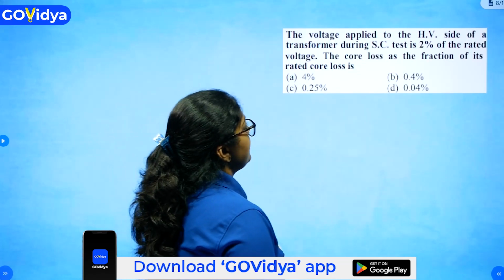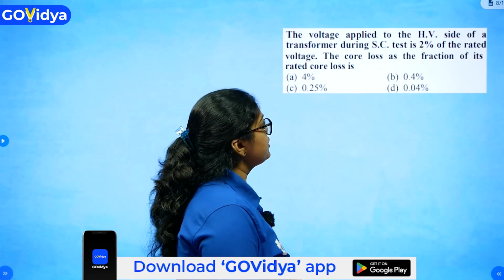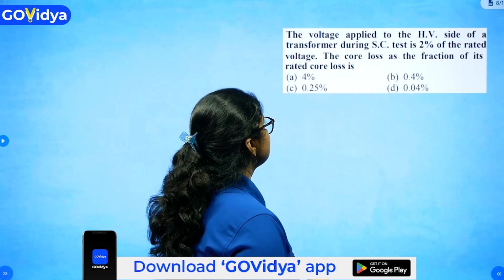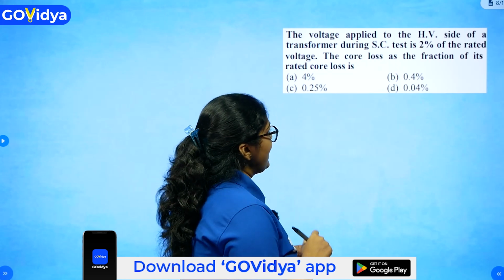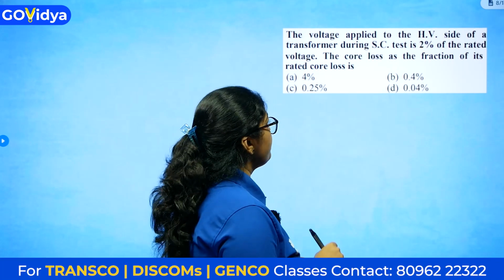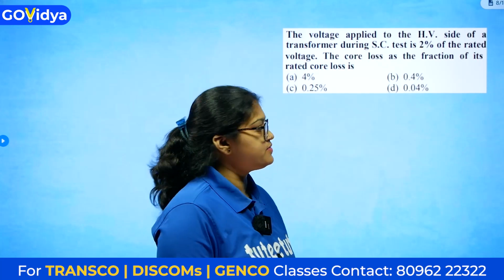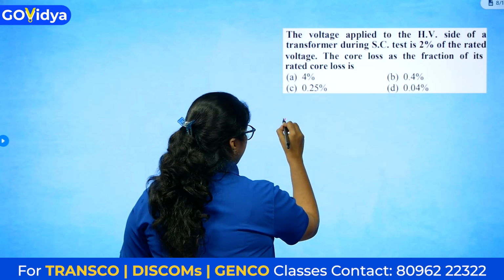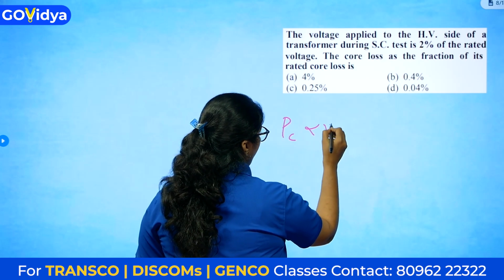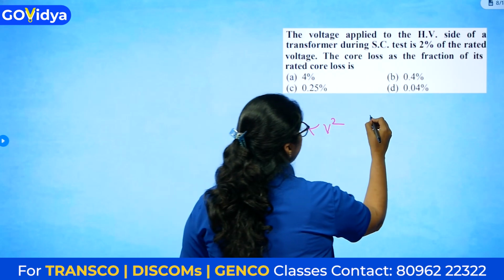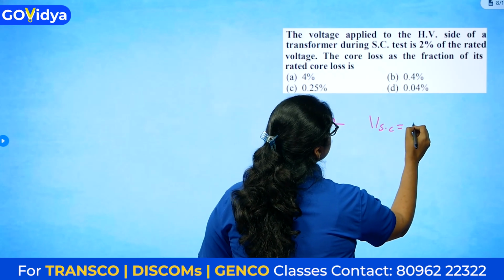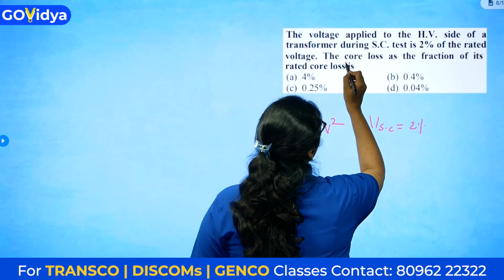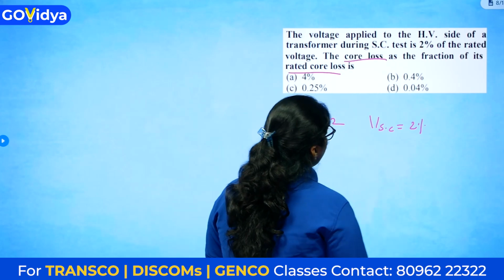The voltage applied to the HV side of a transformer during short circuit test is 2% of the rated voltage. Find the core loss as a fraction of its rated core loss. In this question, we have to calculate the core loss relative to the rated core loss. We know the formula: core loss is directly proportional to V square. But in the question they have given V short circuit, VSC, which is 2% of the rated voltage. So let's find out the core loss with respect to the rated core loss.